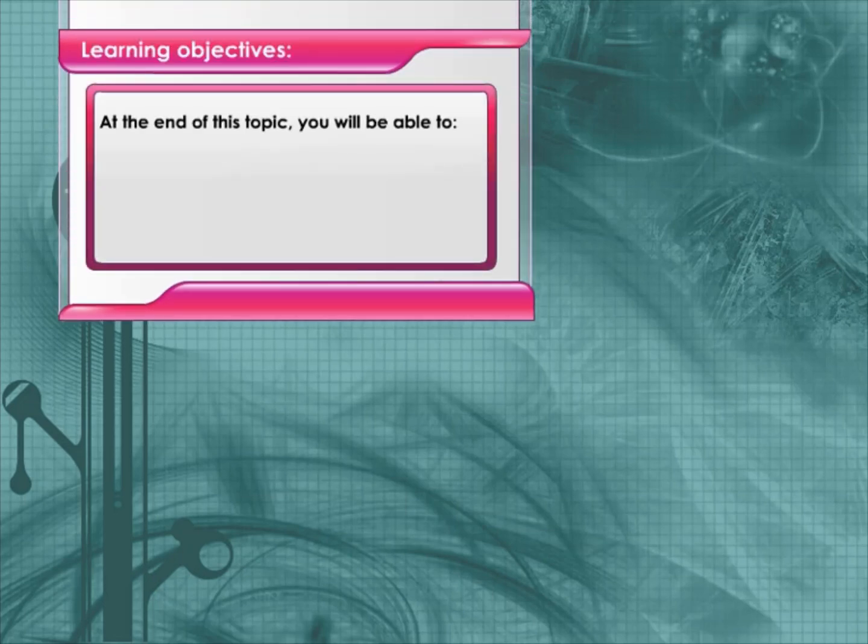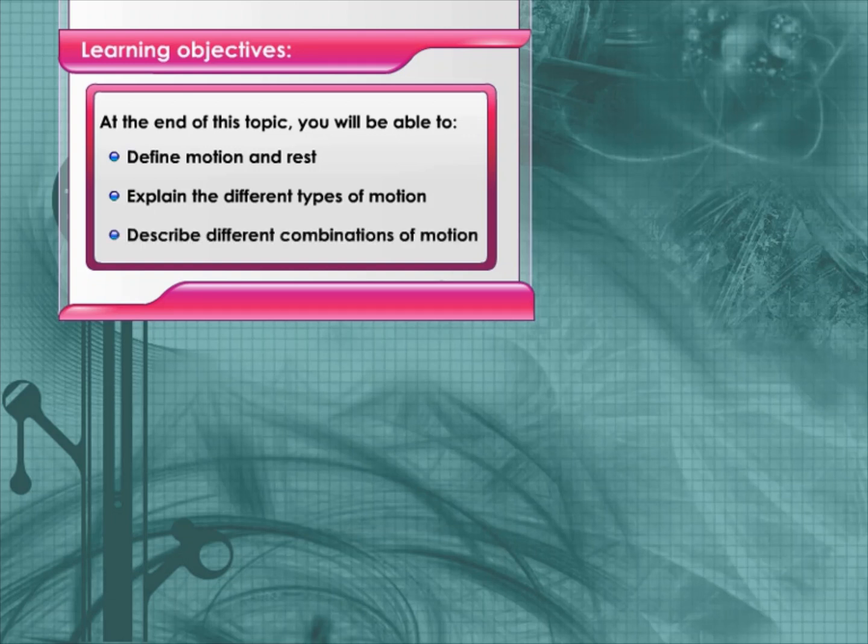Learning objectives. At the end of this topic, you will be able to define motion and rest, explain the different types of motion, and describe different combinations of motion.